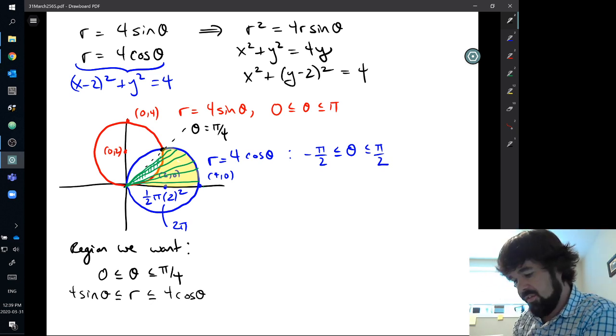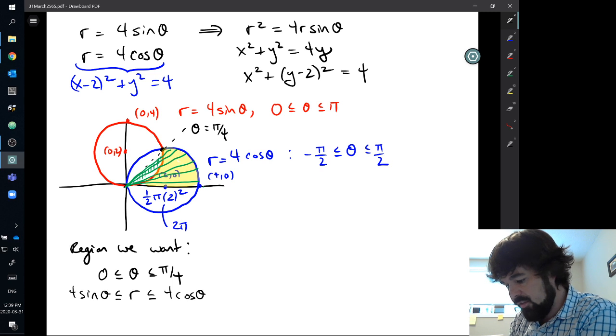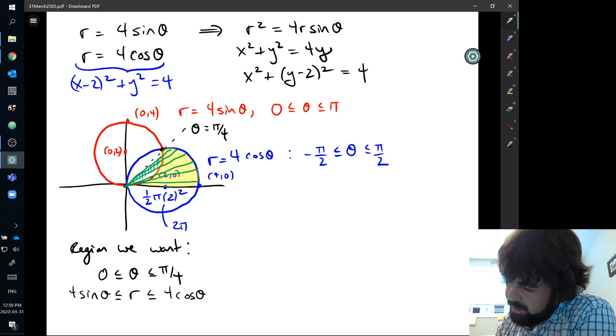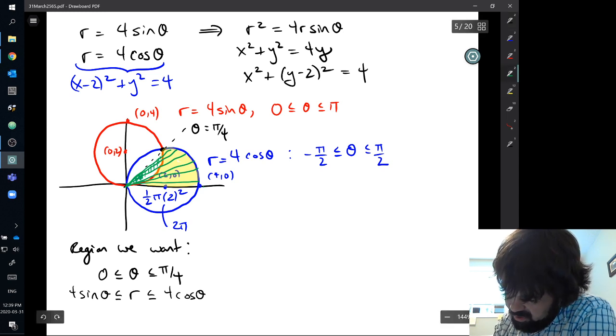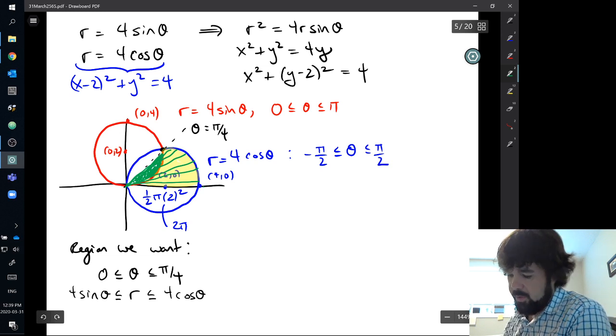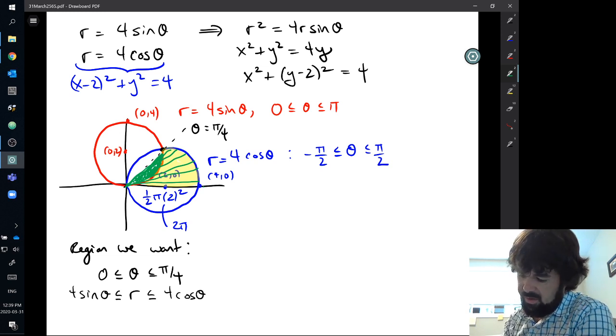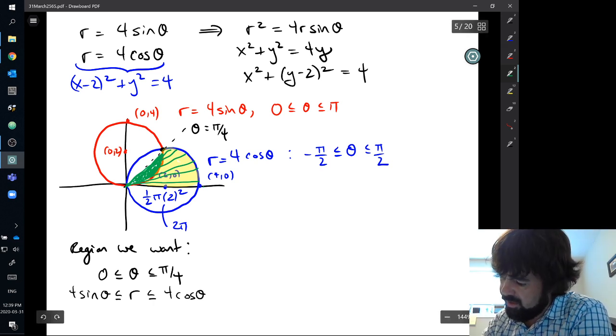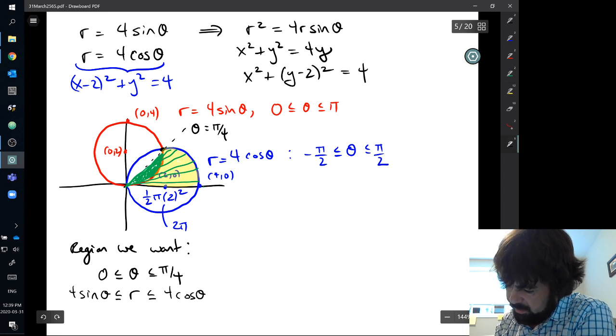And so essentially what we're doing here is we're going to calculate the area of, let me shade this bit in here, okay? Shade that in green. So basically what we want to do is calculate the area that's inside the blue circle and then subtract off the bit that's inside the red circle. So what the area ends up looking like is it looks like this.